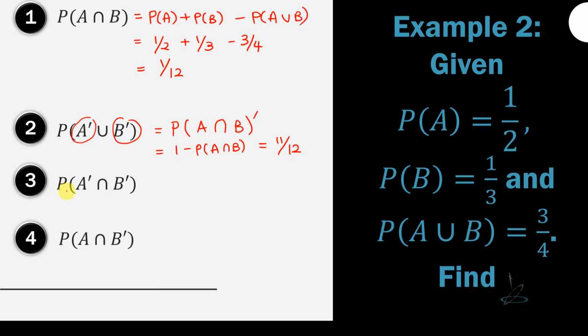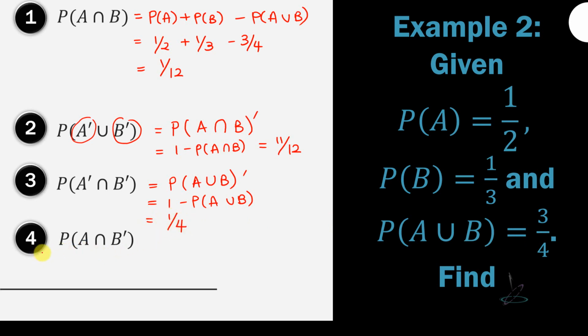And then the third one, probability of A prime overlap with B prime. Again, both of them have a prime, so this is a De Morgan rule. So you can use the De Morgan rule. This is probability of A, B with prime outside, and instead of intersection, this one should be a union. So this is 1 minus probability of A union with B. A union B is 3 over 4, and 1 minus 3 over 4 is simply 1 over 4.